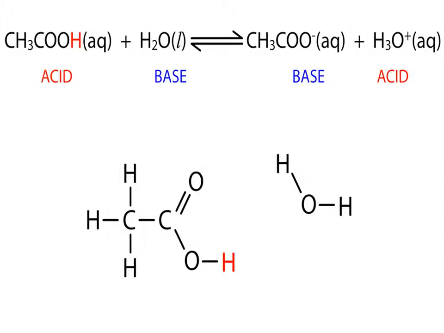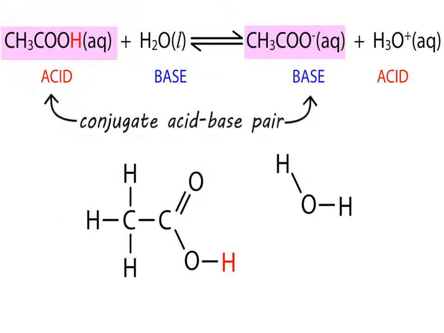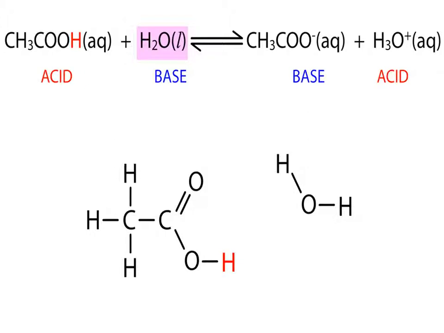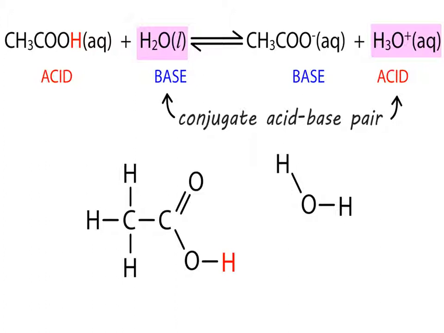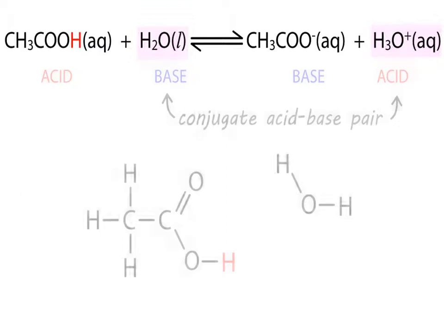If we compare the carboxylic acid, which is acting as an acid, with the carboxylate ion, which is acting as a base, we notice that these differ by a single proton, and as such are termed a conjugate acid-base pair. The water molecule, which is acting as a base, and the H3O+ ion, which is acting as an acid, also differ by just a single proton, and consequently these are also a conjugate acid-base pair. And so in this equilibrium we have two conjugate acid-base pairs.